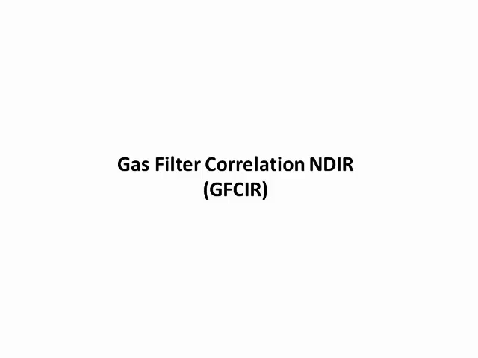Today we're going to be talking about gas filter correlation NDIR, or GFCIR for short. To start, we're just going to draw out the analyzer. The first thing we need with this analyzer is a source. This is an incandescent bulb like we use for other IR instruments. That's the source of the radiant energy.